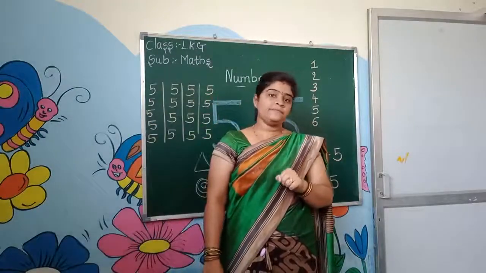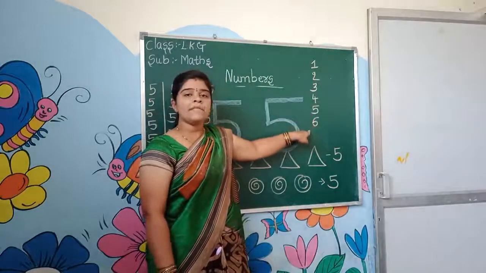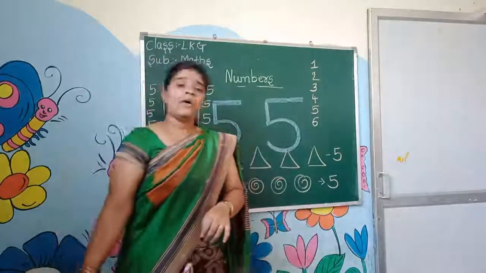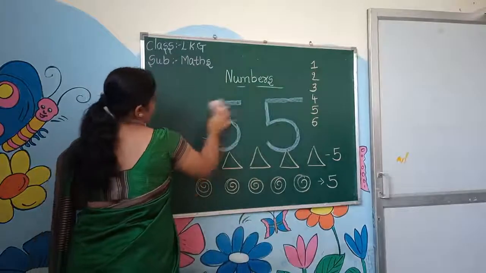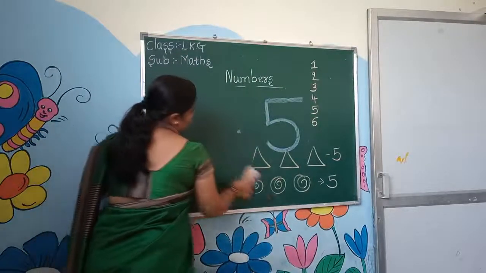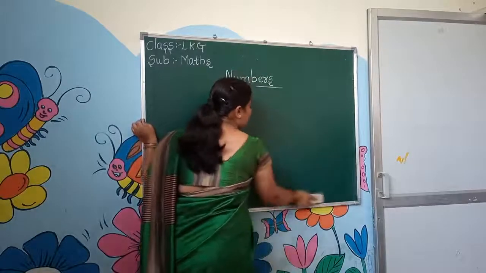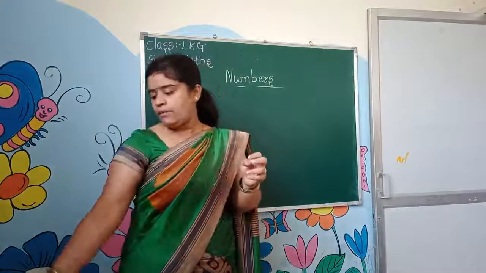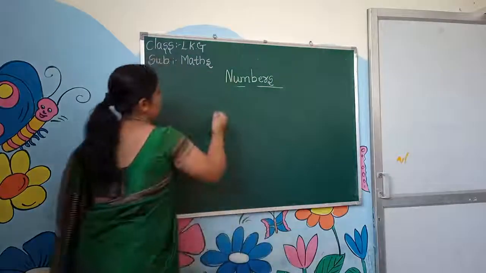Okay, children? Yes. Next number. After the 5, which number will come? Number 6. Then, how do we have to write the number 6? Have you seen? Okay, children, have you understood how we have to write number 1 to 5? Number 6. Yes, children.